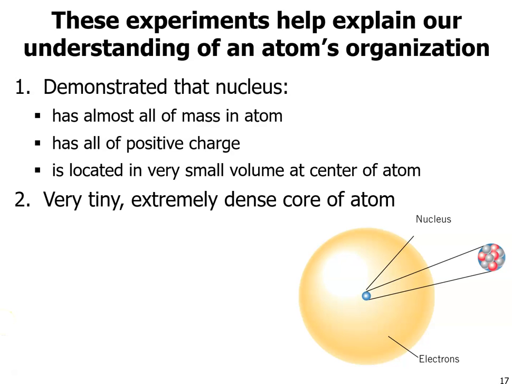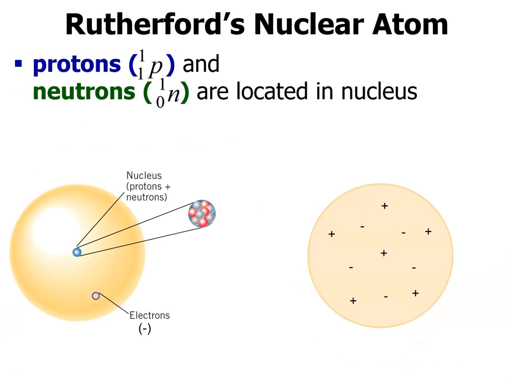Very tiny, extremely dense core of the atom. And so this is different than what maybe we had thought in the past. There was another kind of jelly model, the one on the right, where initially people thought there was just kind of positive and negative charge within the elements, and they're just separated out, evenly distributed throughout the atom.